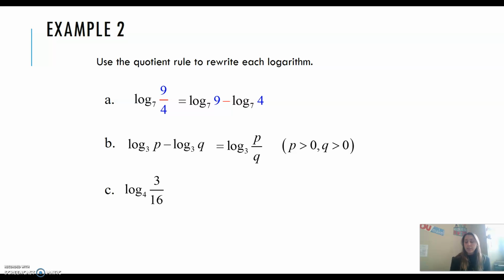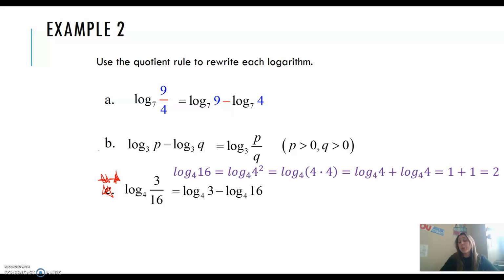Okay, so I would like you to star this one. So let's star it. This one's important because we're going to get log base 4 of 3 minus log base 4 of 16. Now, log base 4 of 16 is special. We could rewrite the 16 as a power of 4, so log base 4 of 4 squared.